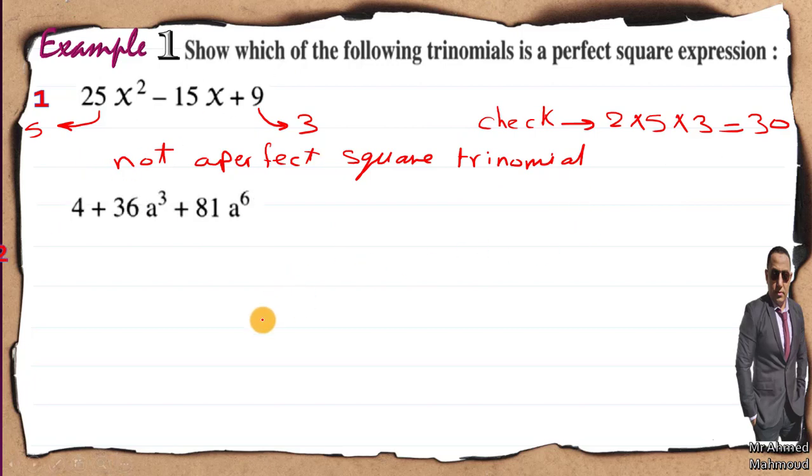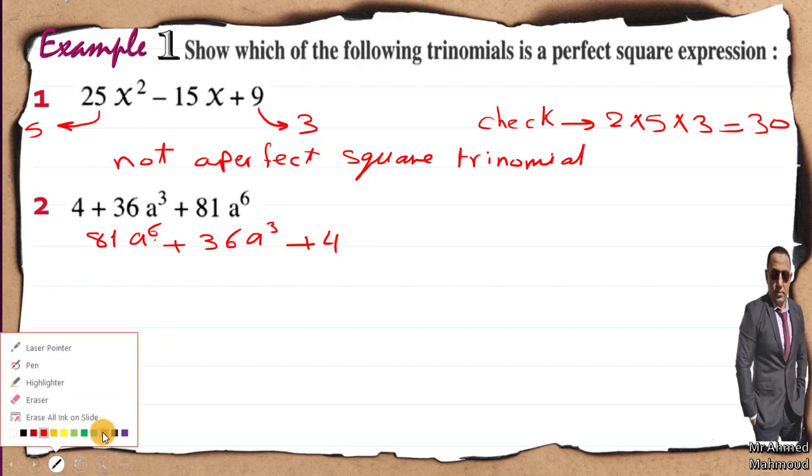Okay, another one. Here I have a trinomial. It's in ascending order, according to the powers of a. Here, a power of 6, a power of 3, and here a power 0 or no a. First I'm going to arrange this expression. It will be 81 a power of 6 plus 36 a to the power of 3 plus 4.